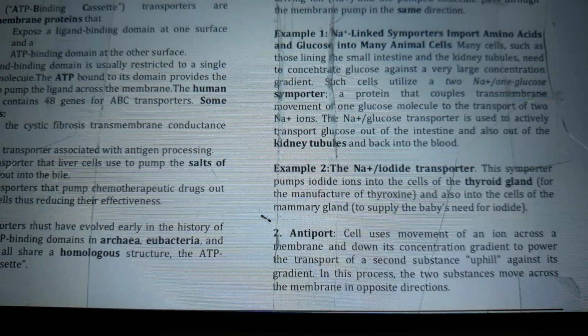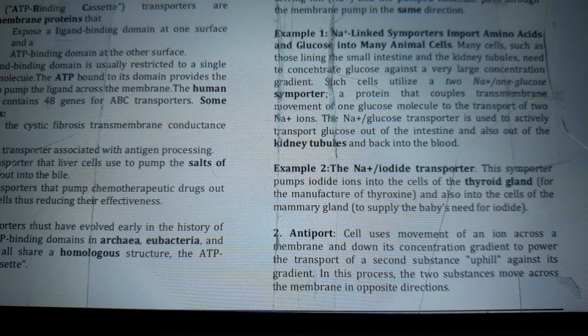1. Symport. In this type of indirect active transport, the driving ion sodium plus and the pumped molecule pass through the transmembrane pump in the same direction. For example, sodium-linked symporters import amino acids and glucose into many animal cells. Many cells, such as those lining the small intestine and the kidney tubules, need to concentrate glucose against a very large concentration gradient. Such cells utilize a 2-sodium 1-glucose symporter, a protein that couples transmembrane movement of 1 glucose molecule to the transport of 2 sodium ions.